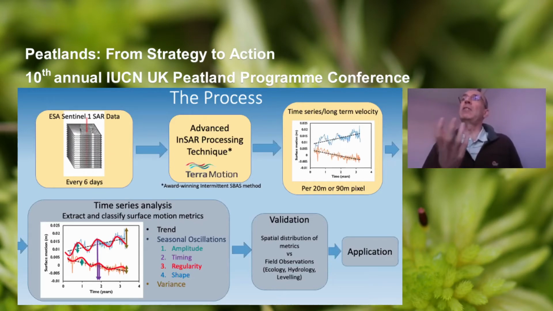And this time series data of the surface motion is really information rich. So we then take these time series after the InSAR processing and we extract and classify the surface motion characteristics. In particular, we look at things like the trend, the amplitude of seasonal oscillations, the timing of seasonal oscillations, the regularity of those oscillations, their shape, and then the residual variance. With those classifications, we compare it to what we observe on the ground. We've done that over many, many hundreds of sites across Scotland now. So the validation is really quite robust, but I will not be presenting that data to you today. I'm going to focus on those examples, the applications of the method.